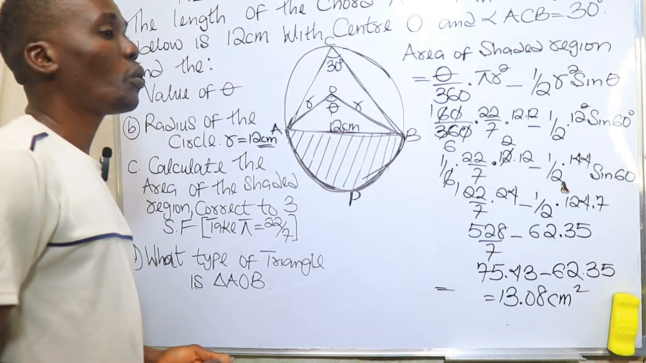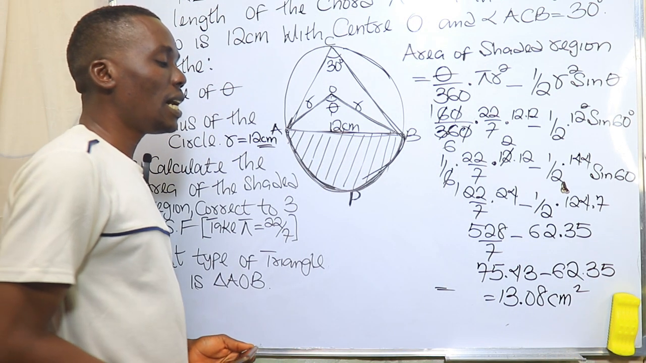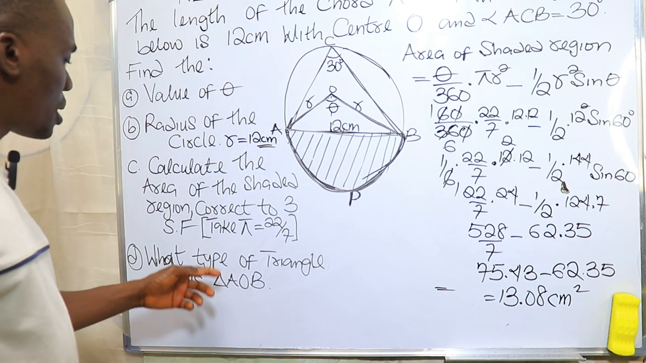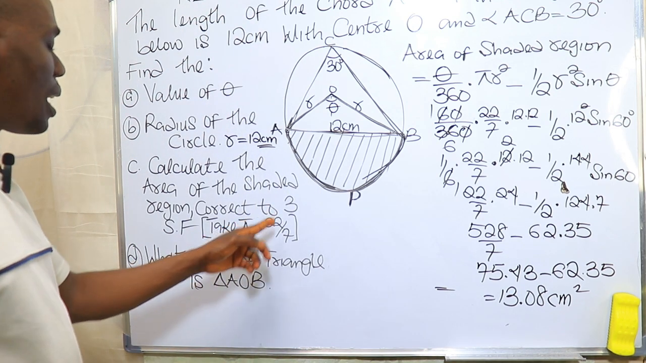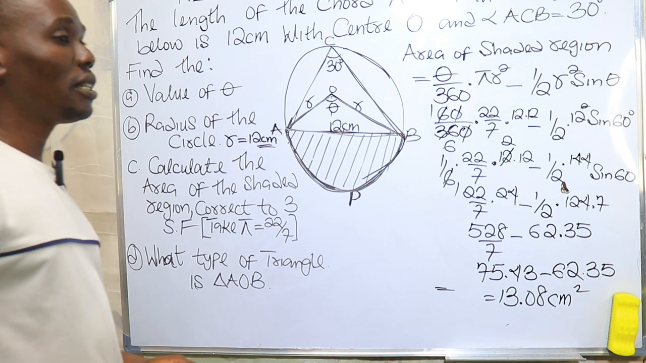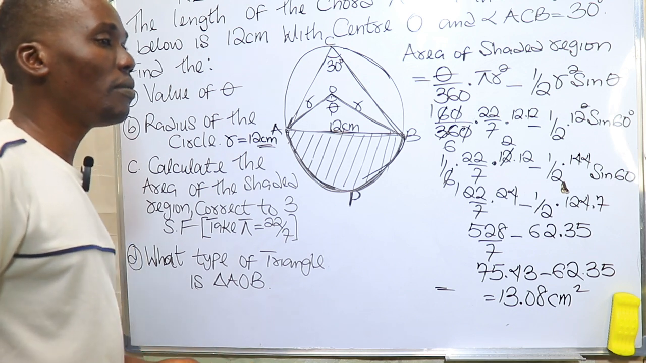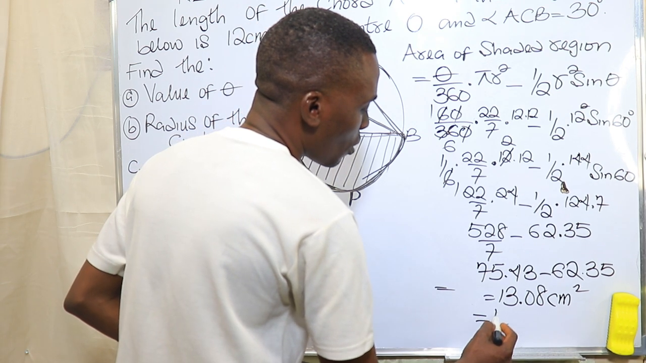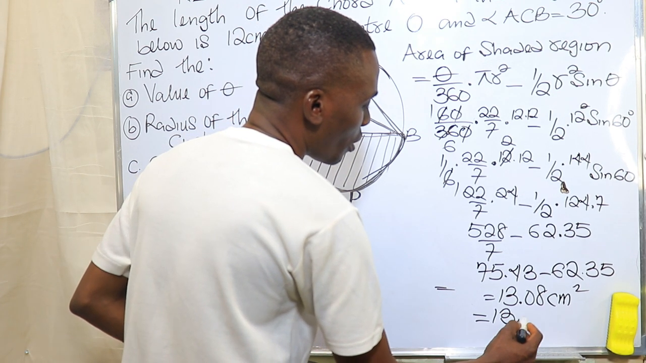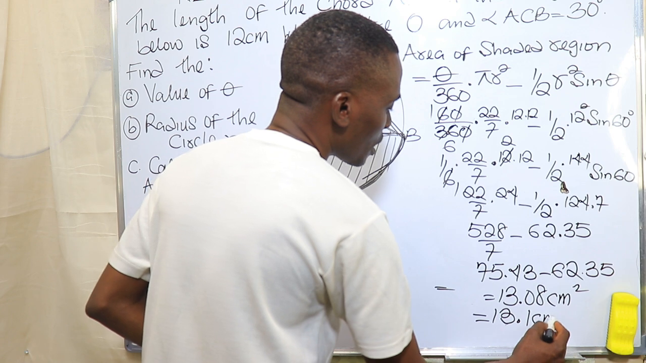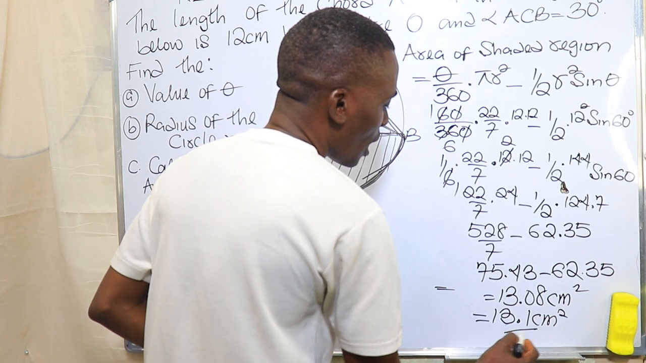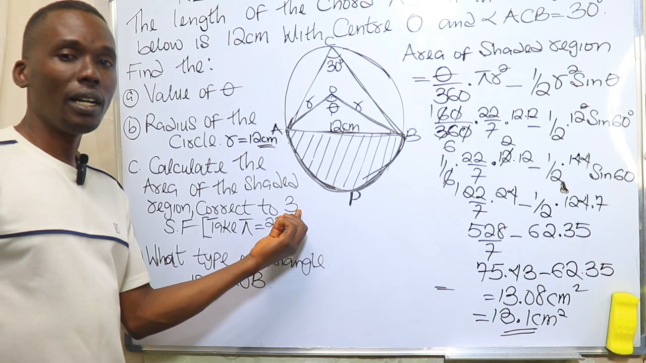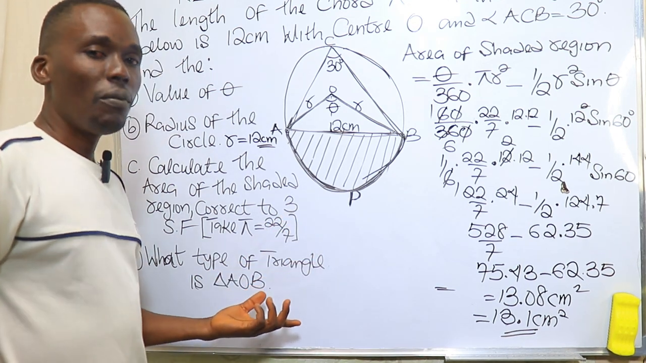Now if we look at that, we're going to have this to be 13.08 centimeter square, and they say we should leave our answer in 3 significant figures. If we leave our answer in 3 significant figures, it is equal to 13.1 centimeter square, and that is the solution to that question number C. So you see, very easy.